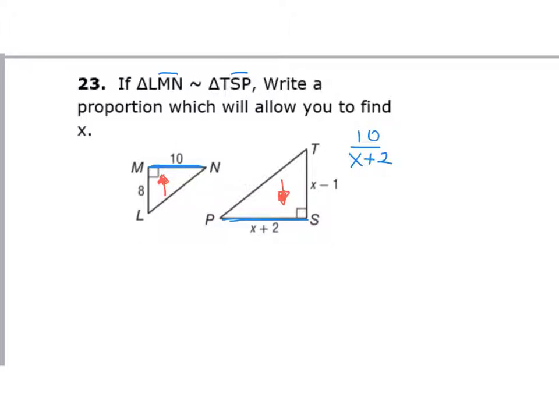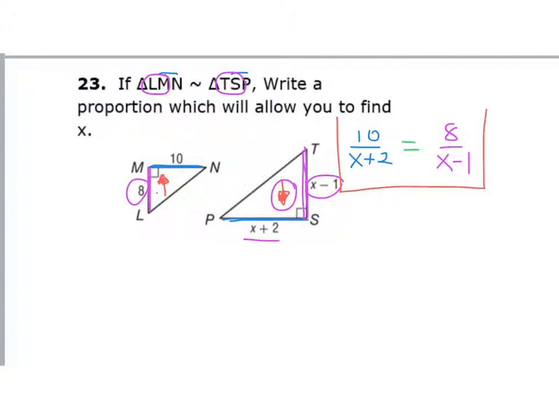Okay? That's going to equal, when I look at the next side, ML is 8. ML matches with ST. Which one goes on top? My first triangle here, so the 8 goes on top. And then on the bottom is my x minus 1. Okay, and it just said to write the proportion, so this is my proportion. Don't forget your equal sign in between. Without it, you didn't write a proportion, you just listed two fractions.